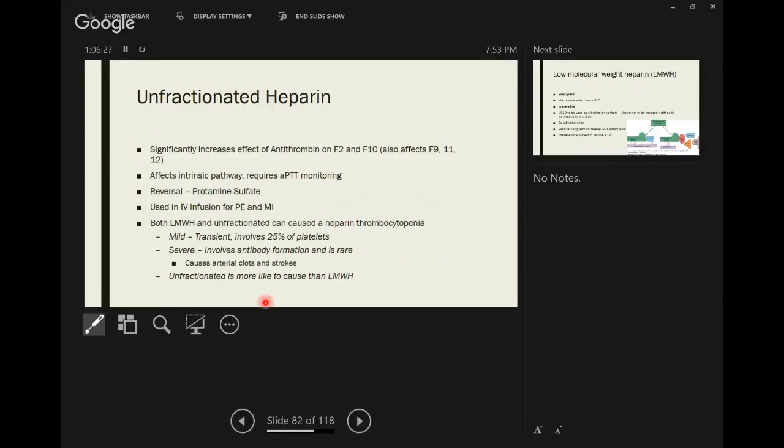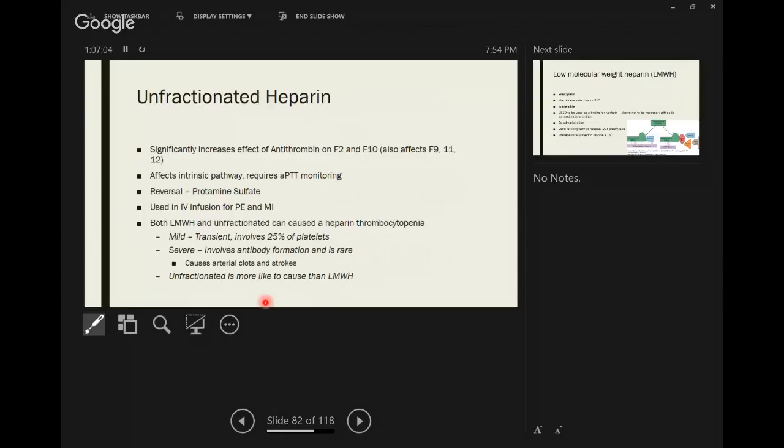Unfractionated heparin increases the effects of antithrombin on F2 and F10. It also slightly affects F9, F11, F12. It affects the intrinsic pathway, so it requires APTT monitoring, and it's got a reversal agent, protamine sulfate. The only real times it's used nowadays is in an IV infusion for pulmonary thromboembolus or myocardial infarction. Both low molecular weight heparin and unfractionated can cause heparin-induced thrombocytopenia, but it's more likely to be caused by unfractionated heparin.